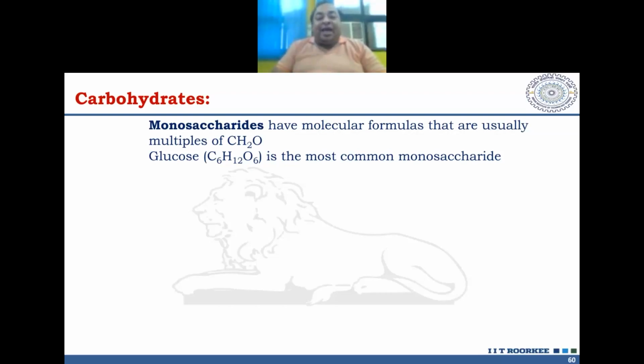Glucose, which is (CH2O)6 or C6H12O6, is the most common monosaccharide. Wherever you get food, you will find the presence of glucose there in very high amount. It is the most common one.